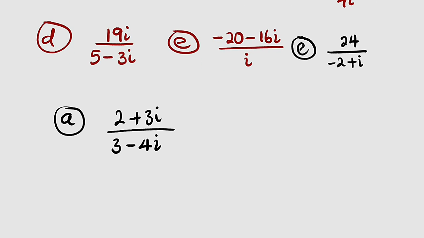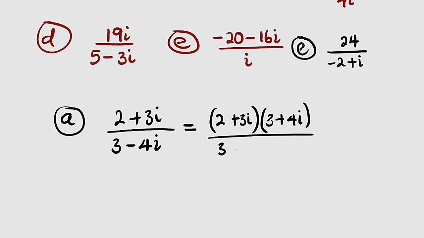And let's do that. This is the same thing as taking 2 plus 3i. Then you multiply it by the conjugate of the denominator, which is 3 plus 4i. Then you do the same thing to the bottom. 3 minus 4i multiplied by 3 plus 4i. If you observe, this divided by this is exactly equal to 1. So it's just like multiplying by 1, which will not change anything. So let's simplify the top and the bottom separately.